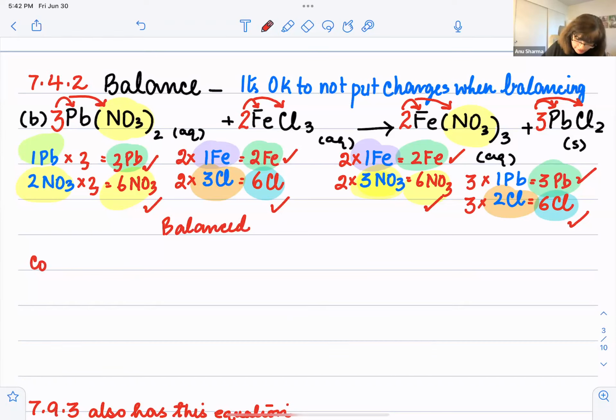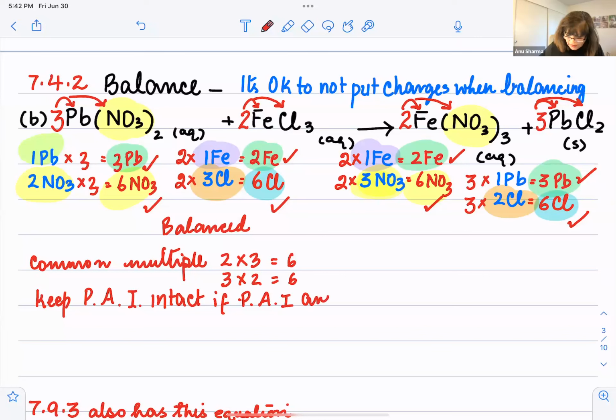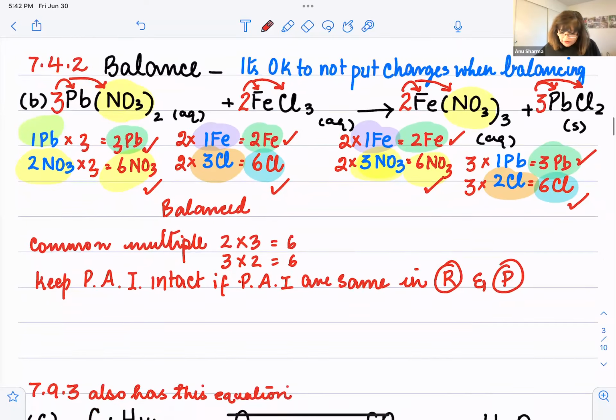So always look for the common multiple when you have like 2 times 3 or 3 times 2 is equal to 6. So that was the deal over here. And another thing, it's okay to keep polyatomic ions intact if they are the same. If polyatomic ions are the same on both the sides, in the reactants and product side. Okay. All right. So that's one thing.